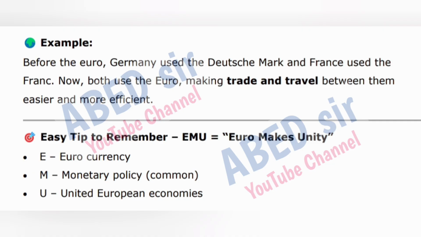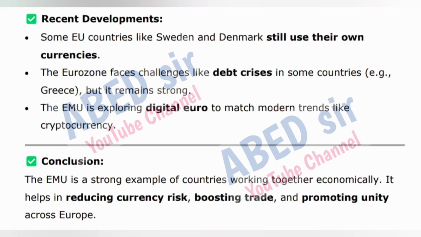Example. Before the euro, Germany used the Deutsche Mark and France used the franc. Now, both use the euro, making trade and travel between them easier and more efficient. Easy tip to remember: EMU is equal to euro makes unity. E, Euro currency. M, Monetary policy, common. U, United European economies.